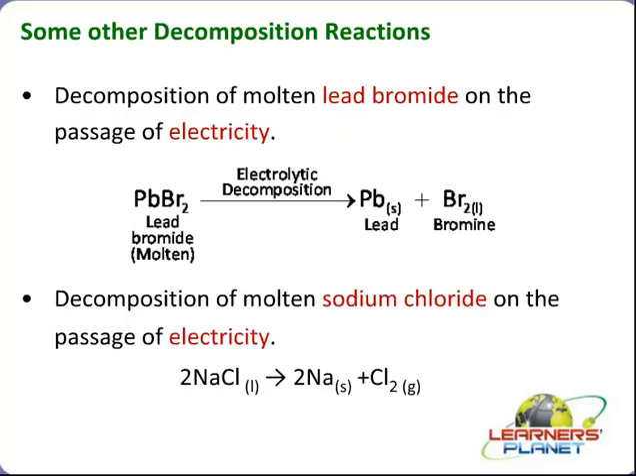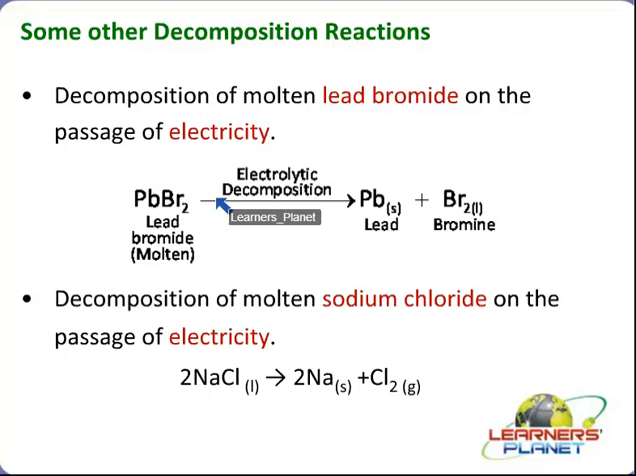Now I will discuss here a few more examples of decomposition reaction. Till now, children, we were supplying heat energy to break up a molecule of either mercuric oxide or copper nitrate. So that was called what? That was thermal decomposition. Now here I told you that for a decomposition reaction, energy can be supplied by electricity also. In this example, that is decomposition of molten lead bromide on passage of electricity.